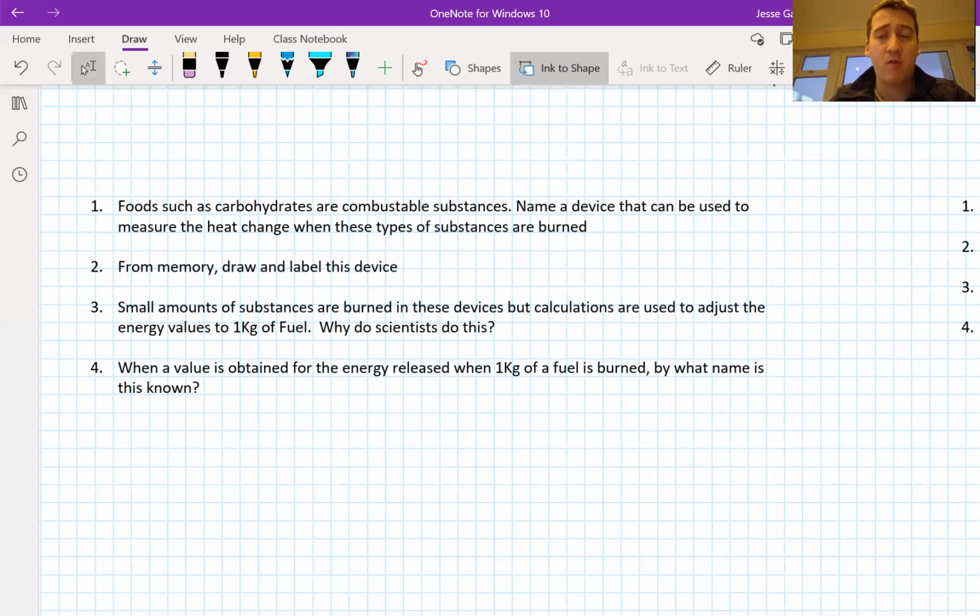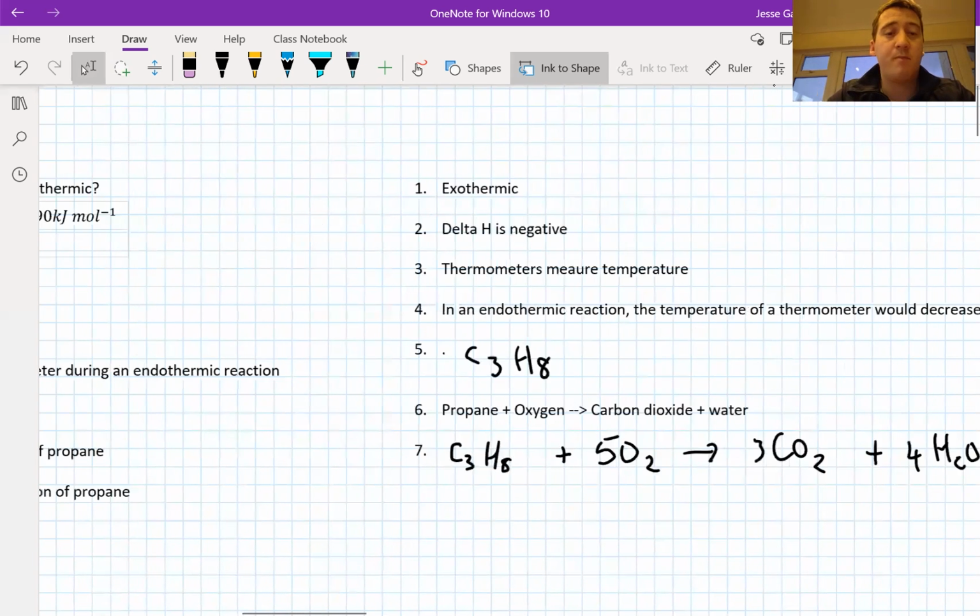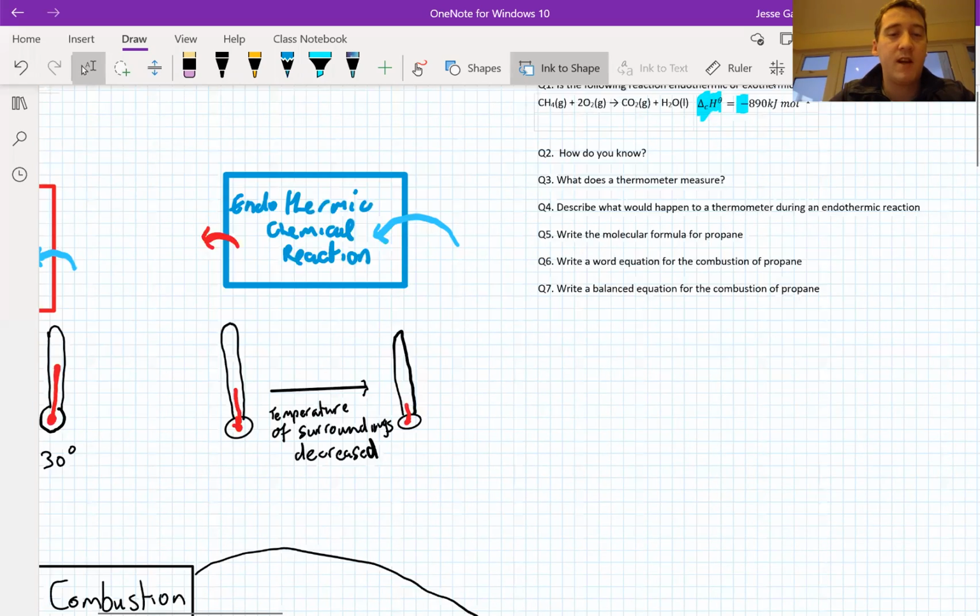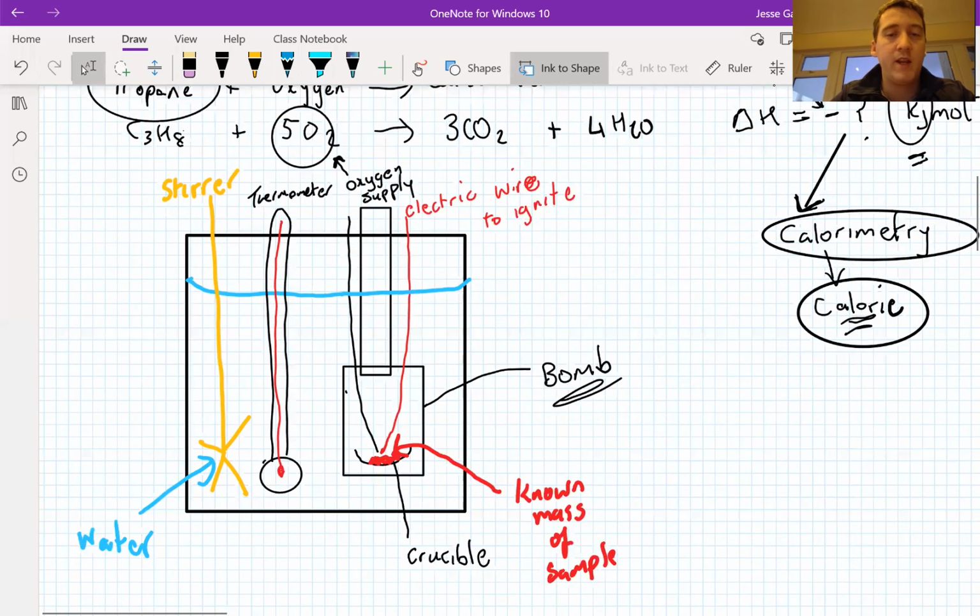Next thing is, from memory, draw and label this device. I forgot to remind you, but it's better to try it from memory and get it wrong than to rewind the video back and just copy it, okay? So we never want to copy on this channel. You're trying to do it from memory. So this is what you should have had. These are the parts you should have had and you should have had labeled, and I'm very impressed if you got it all right, okay?